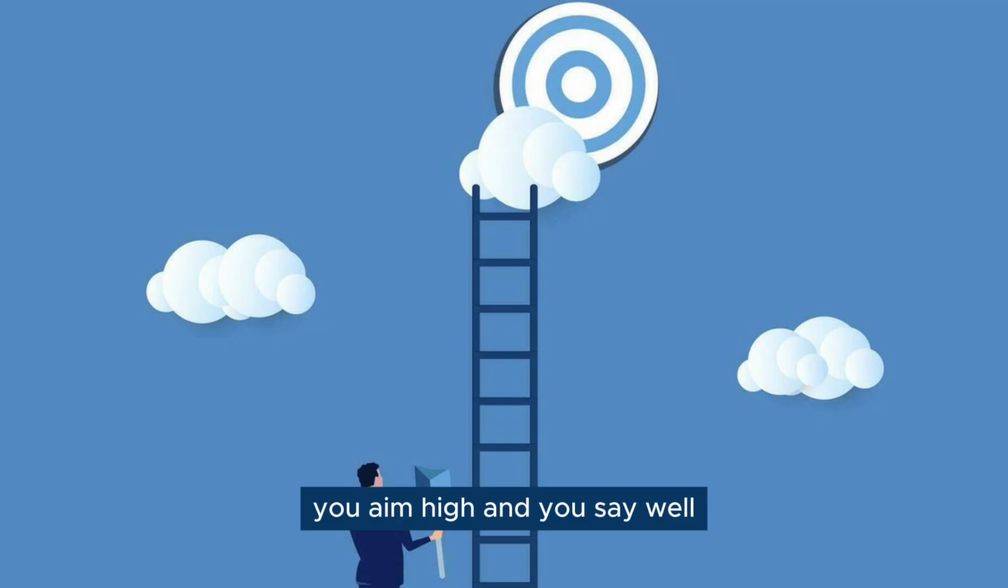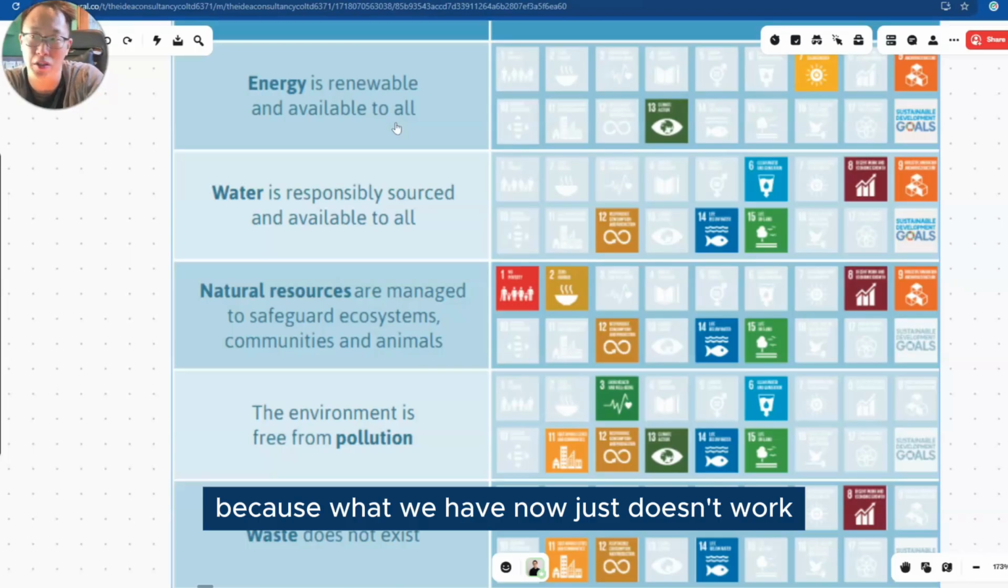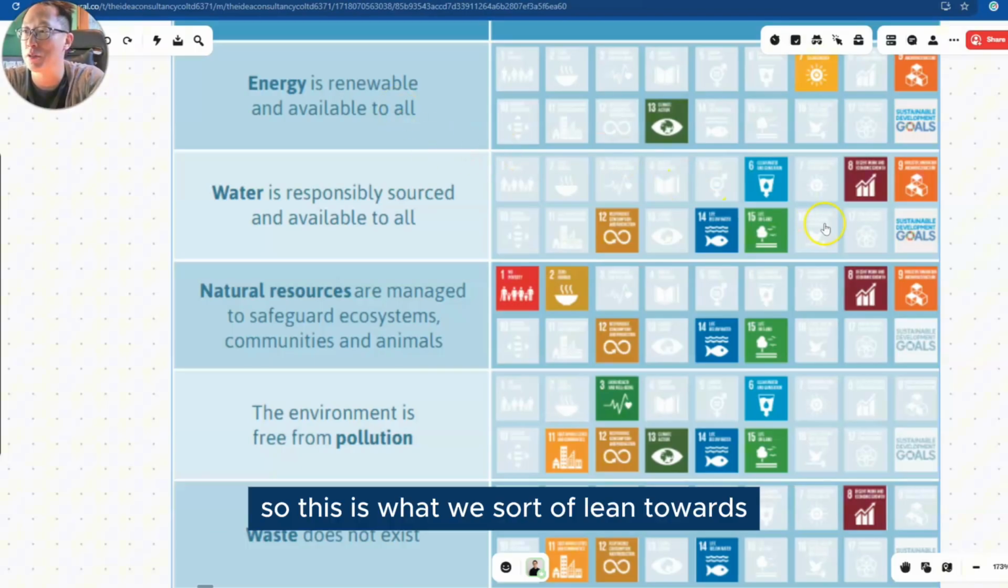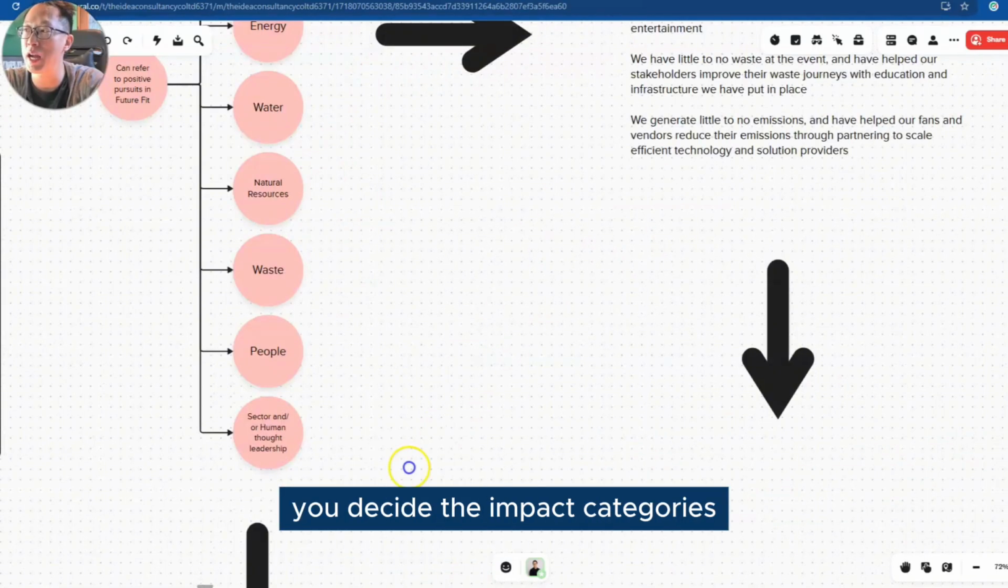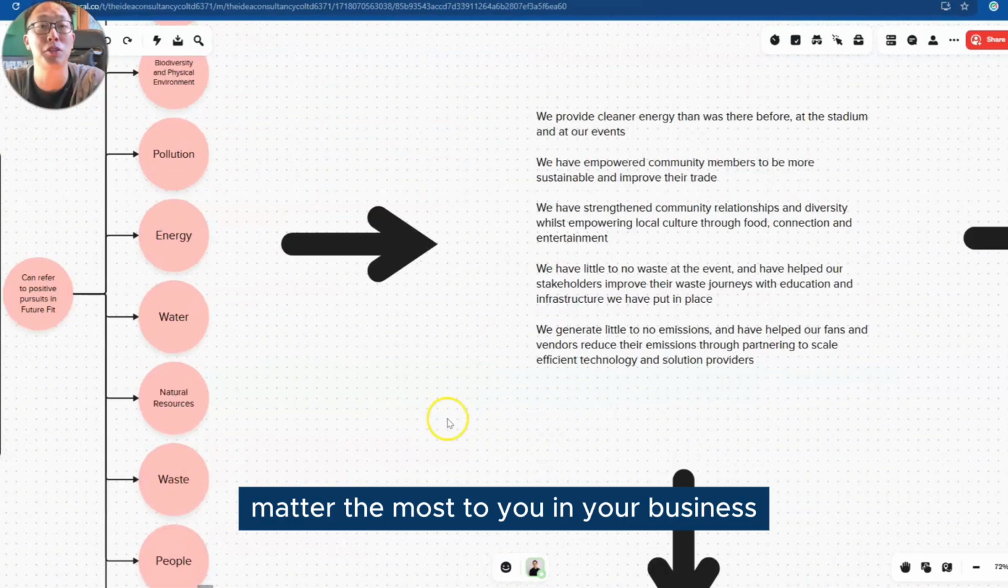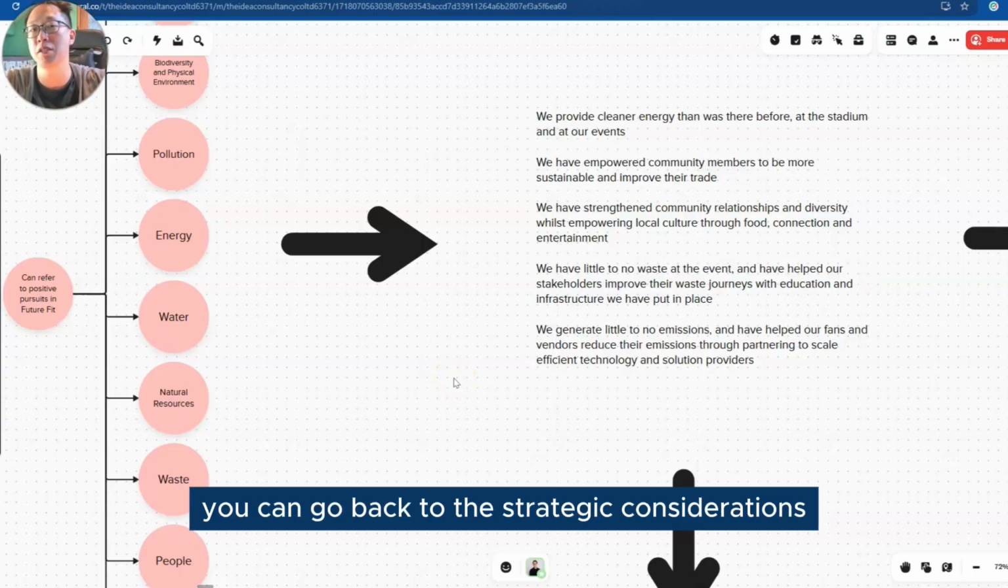You aim high and you say, well, that's what all of us as the adults in the room should really be reaching for. So we're not just settling for what we have now, because what we have now just doesn't work. It's creating a lot of problems. So this is what we lean towards. And then from there, you decide the impact categories that matter the most to you in your business. We mentioned that in an earlier video. You can go back to the strategic considerations.